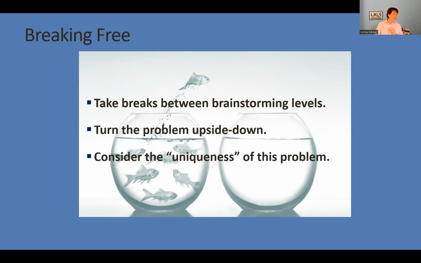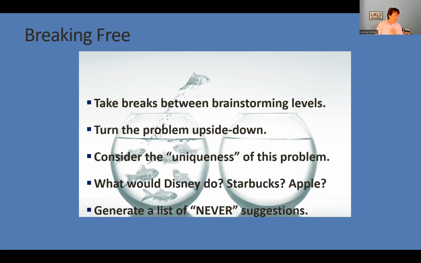And another thing that you can try, I love this one, is generate a list of never suggestions. Okay, we need to get people to our applicant pool, but we could never offer more money. We could never accept people who don't have a college degree, but we could never accept people with a minimum amount of experience. Make this list of nevers. And what starts to happen is, well, what if we actually did do this? I mean, is this really a never?